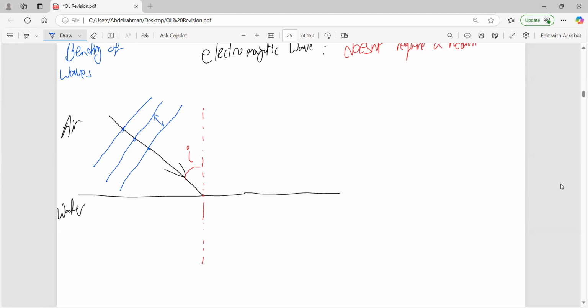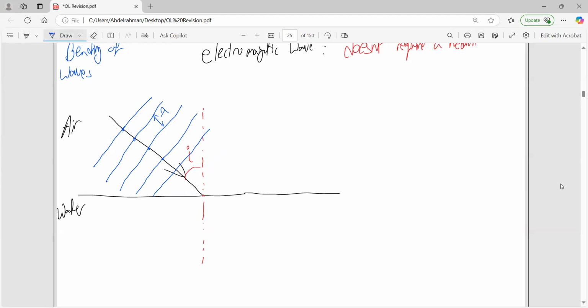The distance between these two wavefronts is the wavelength. The wavelength should be constant in one medium. If the wave hasn't crossed into the other medium yet, the wavelength should be equal. As it passes into another medium, what happens?